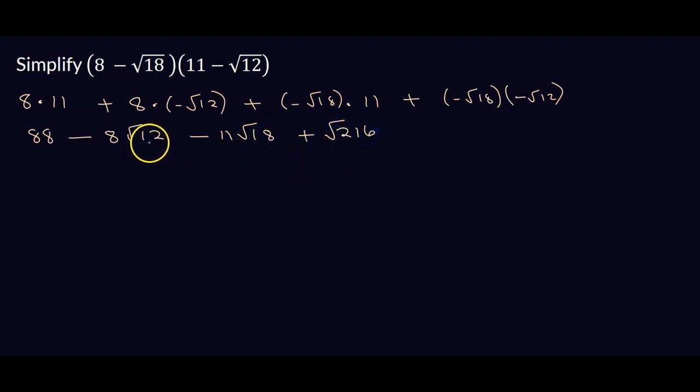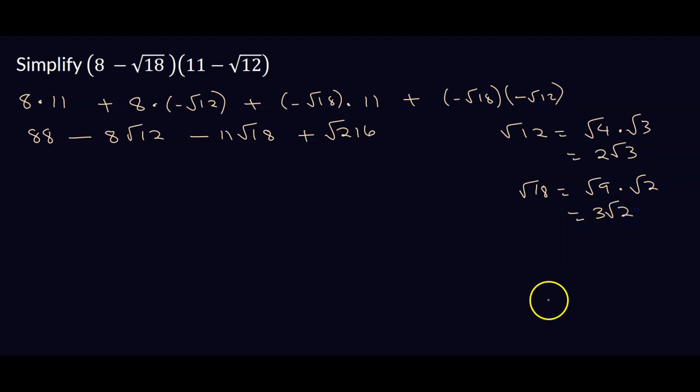So we can see here that some of these radicals are not in the simplest form, so we're going to go ahead and address that. The square root of 12 is the same as the square root of 4 multiplied by the square root of 3, which is 2 square root of 3. Then we have the square root of 18 is the square root of 9 multiplied by the square root of 2, which is 3 square root of 2. And we have square root of 216 is the square root of 36 multiplied by the square root of 6. So this is 6 square root of 6. So we're going to replace each of these now.